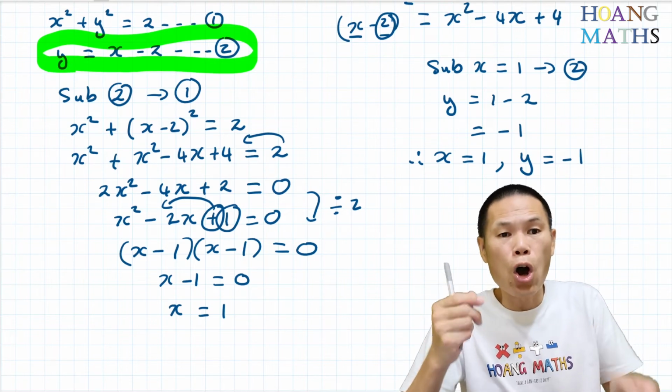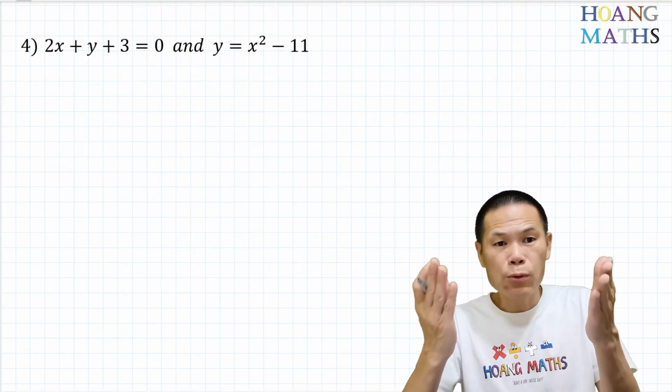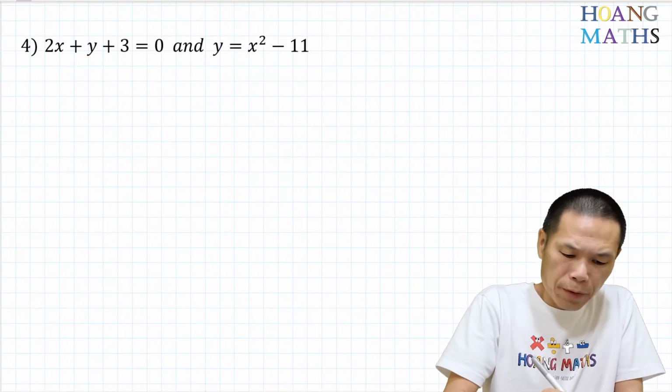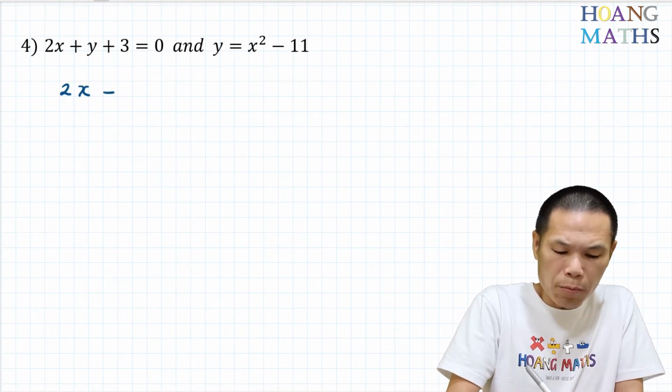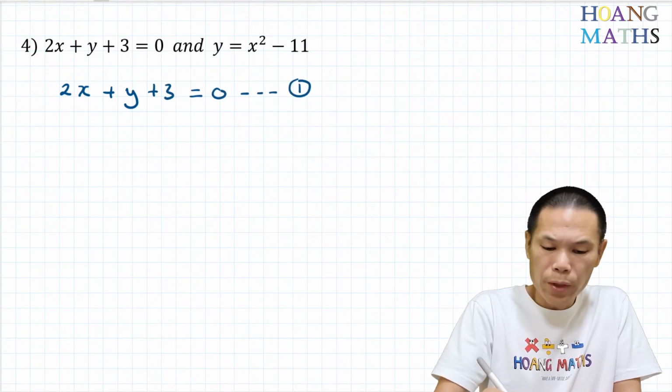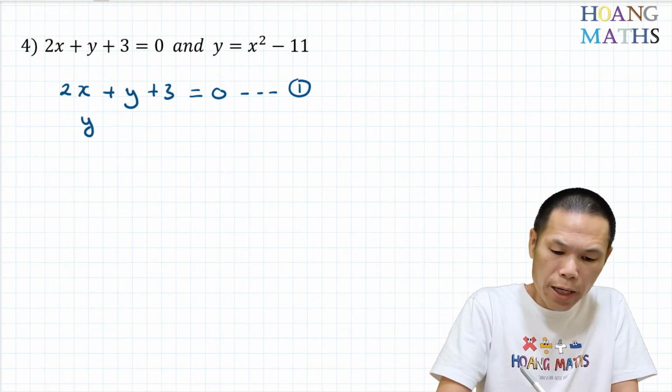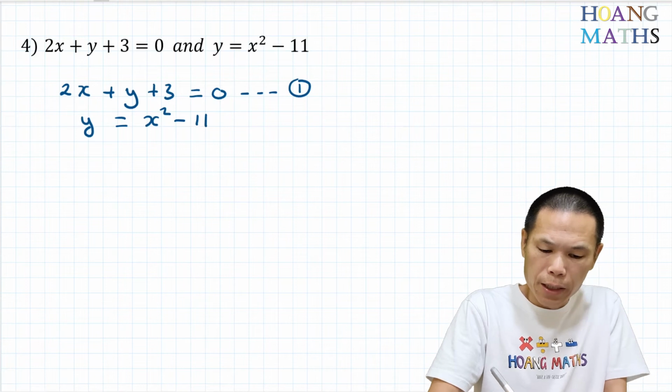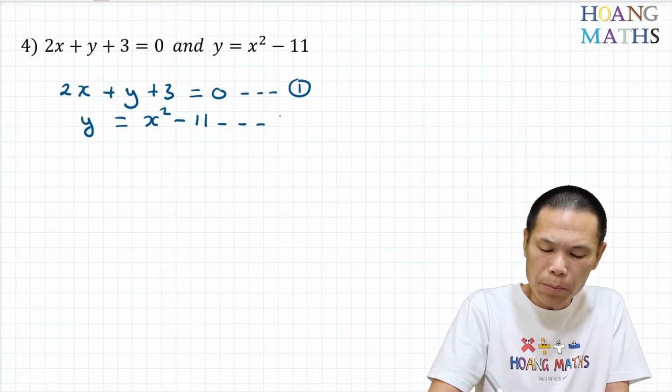So therefore, x is equal to 1 and y is equal to negative 1. So there you go. I hope you got it correct. Last one. So we have 2x plus y plus 3 is equal to 0. Let's name this equation number 1. And we have y is equal to x squared minus 11. So let's name this equation number 2.